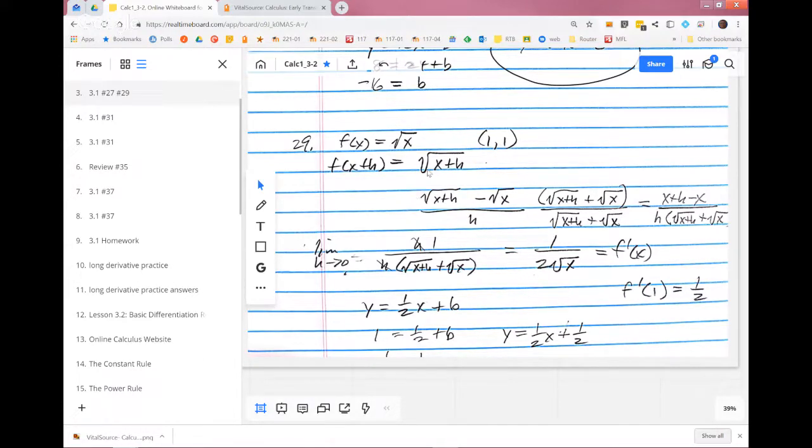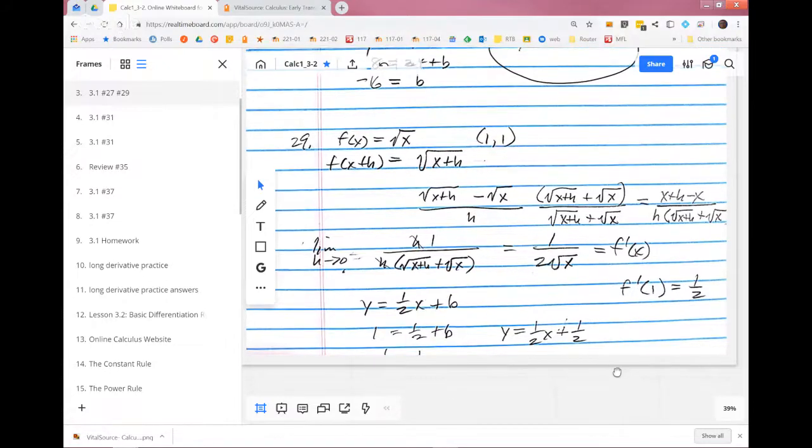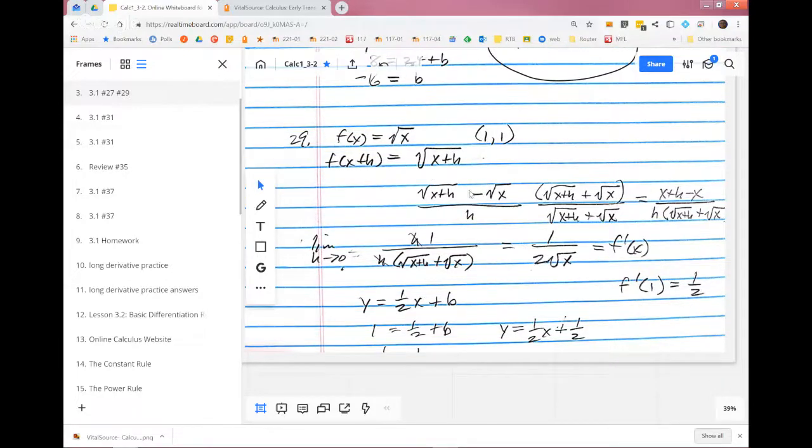Okay. So I need to, first of all, find f of x plus h. Did we do this one already? Well, anyway, here we go. So you take f of x plus h minus f of x all over h, and then we're going to eventually do the limit as h approaches 0. I need to do a conjugate on the top because otherwise I can't get h to cancel. So I multiplied top and bottom by square root x plus h plus square root x.